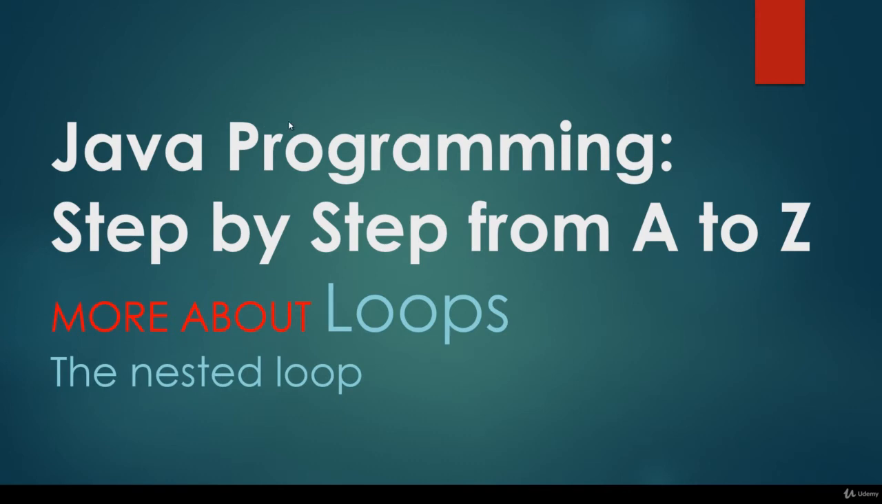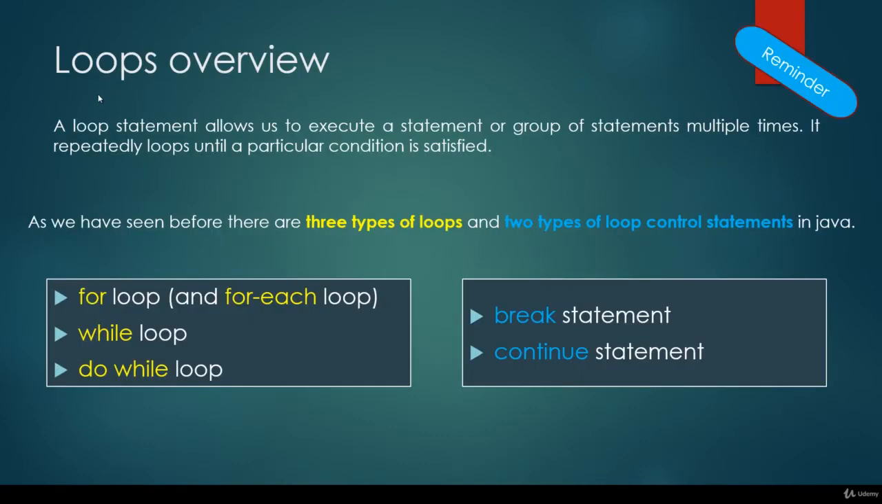In this lecture, we are going to talk about loops and nested loops. A loop statement allows us to execute a statement or group of statements multiple times. It repeatedly loops until a particular condition is satisfied. What's crucial is that there are three types of loops: the for loop or the for each loop, the while loop, and the do while loop.